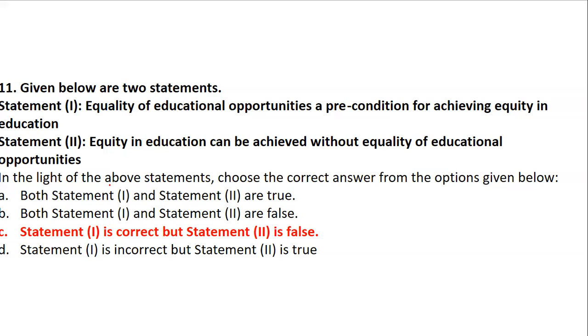Same statements, but they have played in a very complex or smart way. Such types of statements UGC really comes up with, which take a lot of time for students, and maybe students get confused. So you should be very careful with such statements. If you read statement 2 very carefully, they are saying that if you want equity in education, equality is not important. No, unless we bring equality, equity will not come. So statement 1 stands correct and 2 stands false.